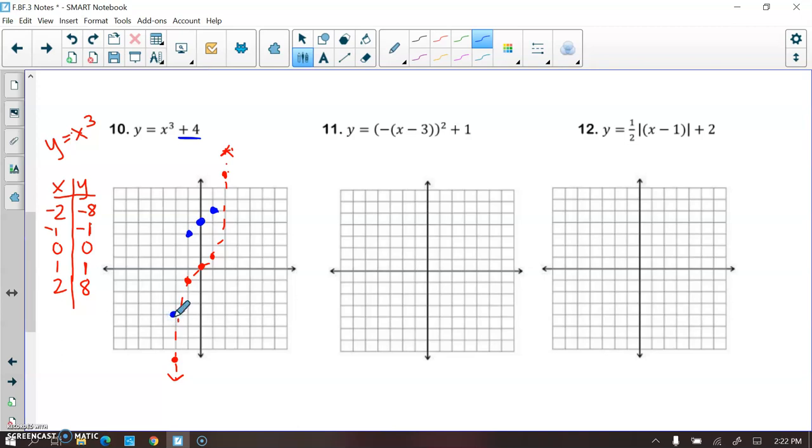And that other (2, 8) point is going to be way off the graph. We don't need to draw that, but by knowing the shape of the graph, we can do a rough sketch of what that graph's going to look like. It's going to look something like this.